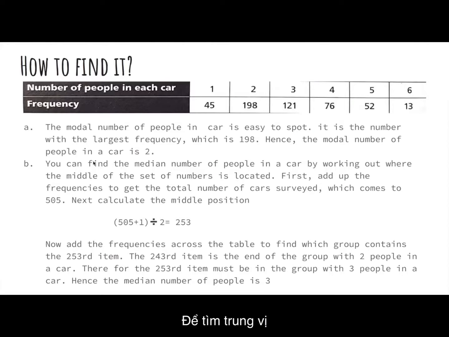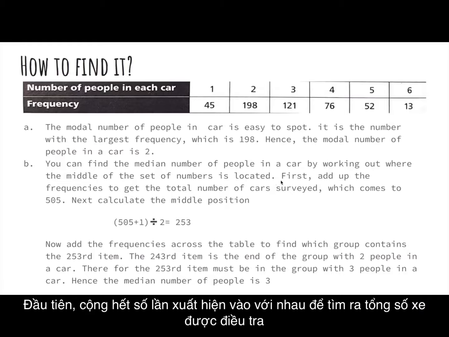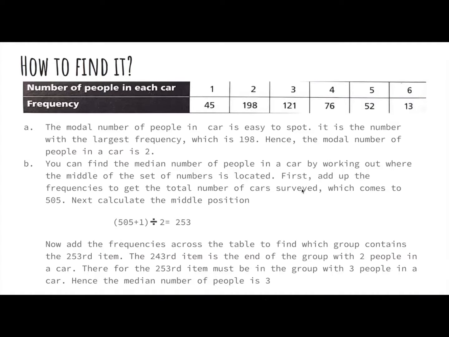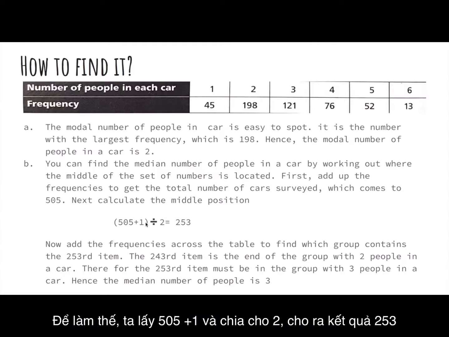To find the median, you need to work out where the middle of the set of numbers is located. First, add up the frequencies to get the total number of car surveys, which comes to 505. Next, calculate the middle position. To do that, you take 505 plus 1 and divide it by 2, which gets us 253.